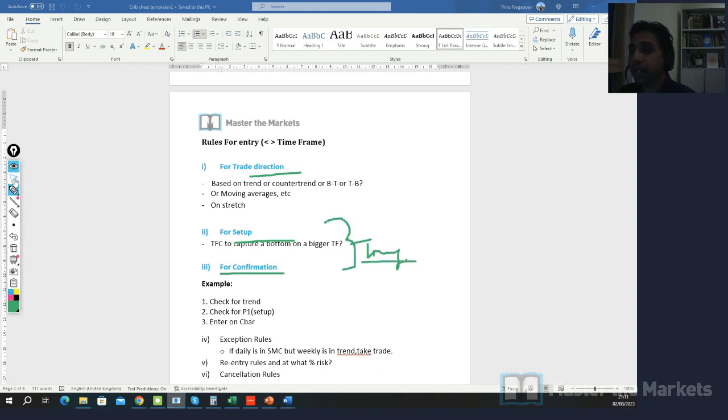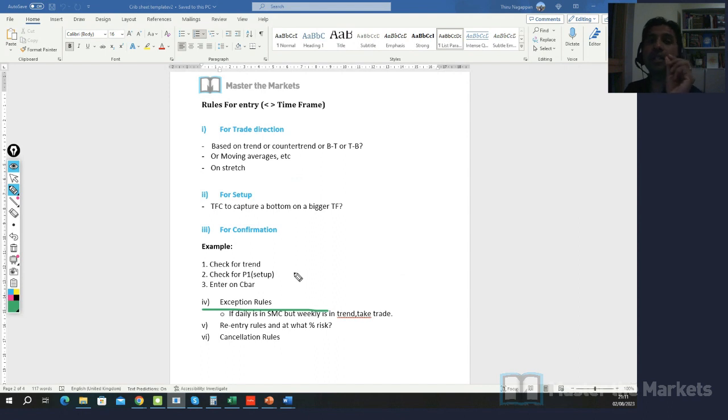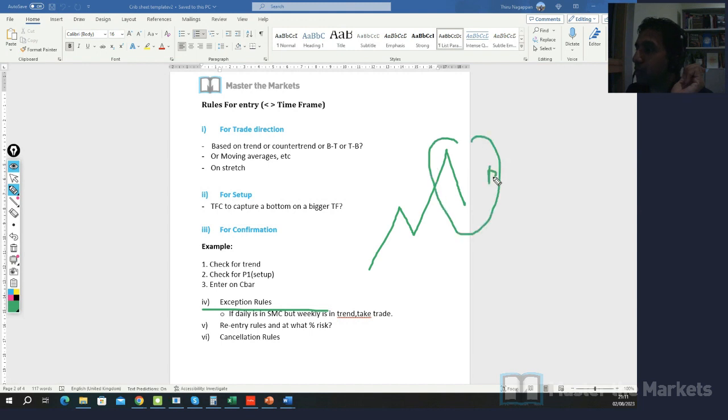The next thing, the fourth subsection, which we should be looking at, is exception rules. When is it that you would not enter? So for example, you've got this coming down, which is what we call a phase two move, and all your pattern setups, but when is it that you won't enter?